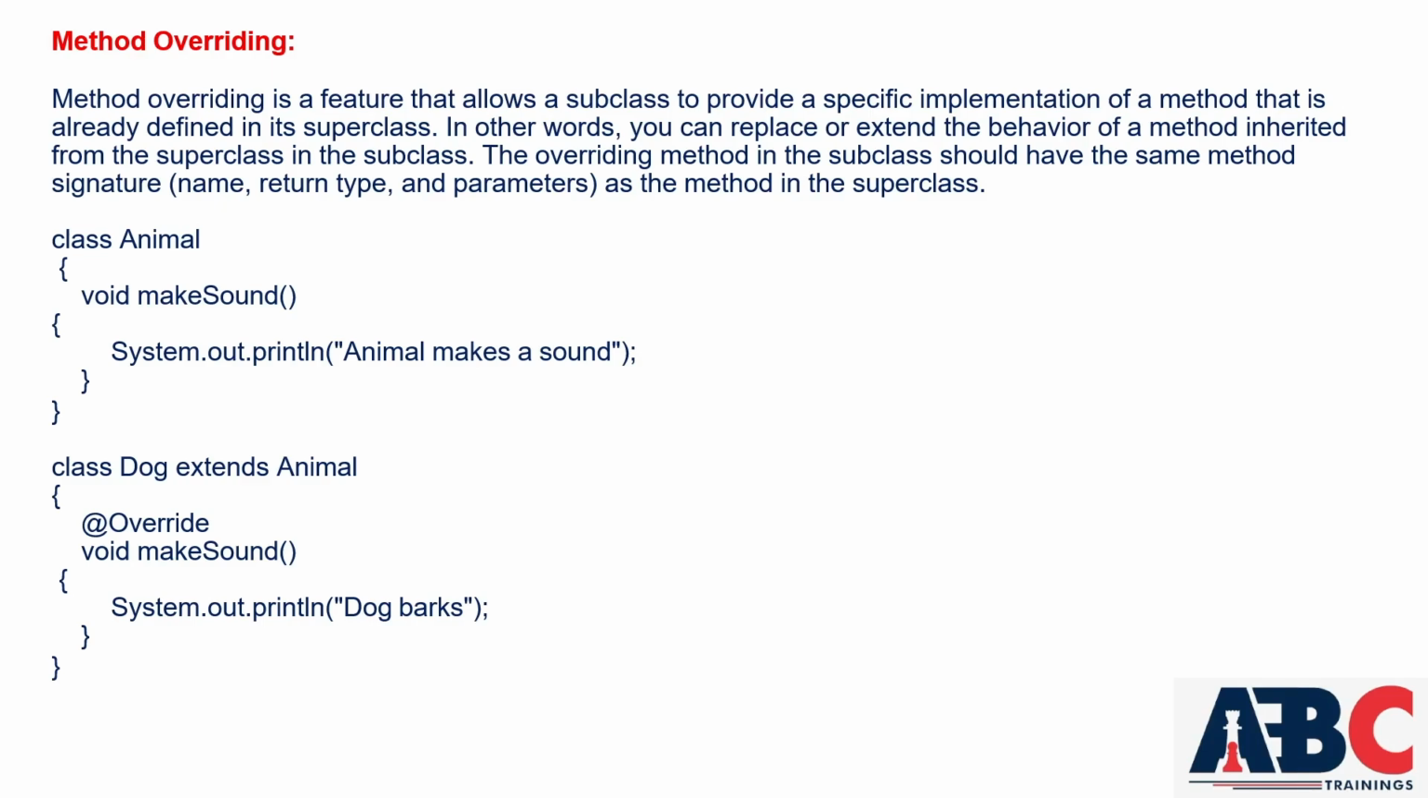The method signature is the function name, the return type, and the parameters, as in the superclass. So we create the superclass Animal, and the method is makeSound. Then the subclass is Dog, we use the extends keyword, and next is Animal, meaning the superclass. So we use @Override for the makeSound function.